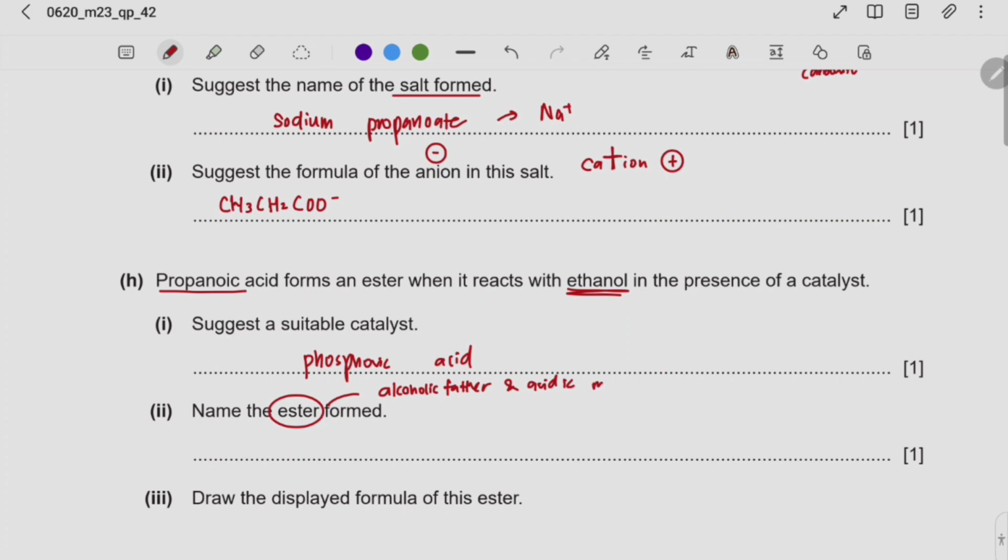I always teach my students that ester is formed with an alcoholic father and an acidic mom. What does it mean by alcoholic father? Usually the father will drink alcohol, so I memorize that its name starts with the alcohol, ethyl. The acid, usually the mom talks a very toxic one, propanoic. So how I teach them to memorize is the 'anoic' and the 'yl'. Your alcohol name will end with yl, and the acid ends with anoic.